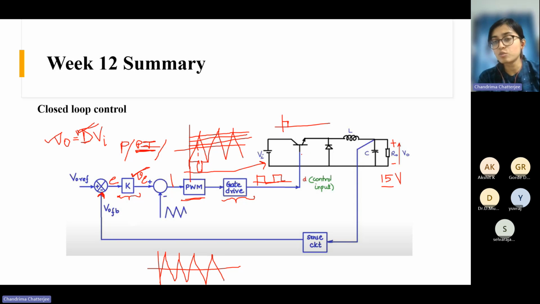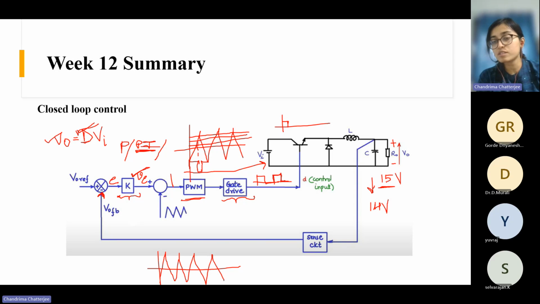If you operate it in open loop at a fixed duty, and the voltage decreases from 15 volt to 14 volt, how will you change that? You can't always do that manually. Each time you can't manually change the duty. There should be someone who will take care of these changes, so that whatever the external disturbance, you always maintain this voltage at a particular level. That's why you require this closed loop control.